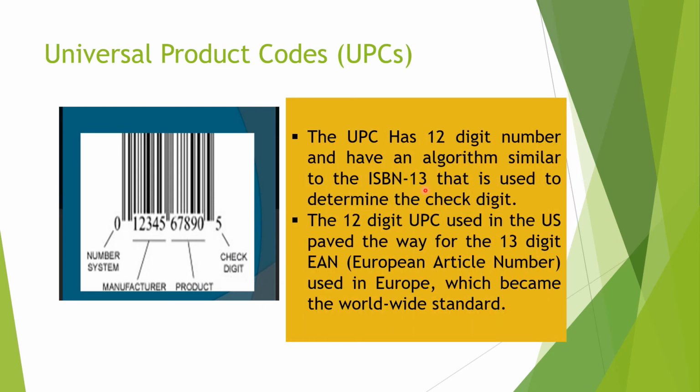The UPC has a 12-digit number and has an algorithm similar to the ISBN-13 that is used to determine the check digit. The 12-digit UPC used in the US paved the way for the 13-digit EAN, or European Article Number, used in Europe, which became the worldwide standard.